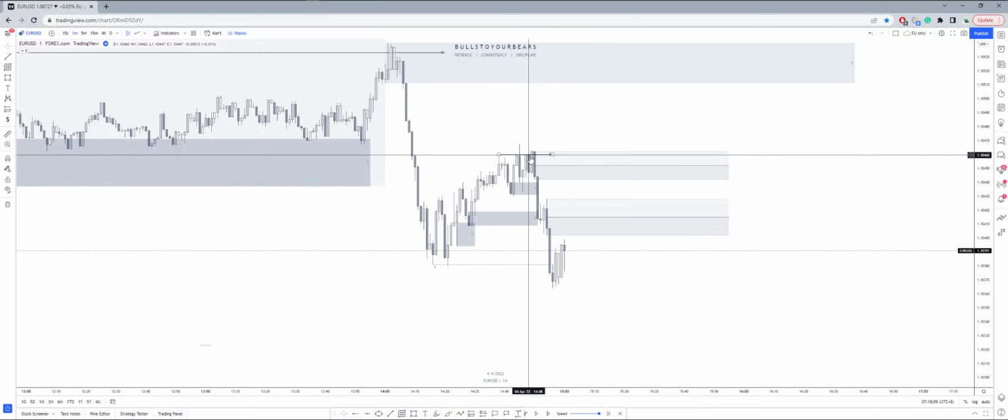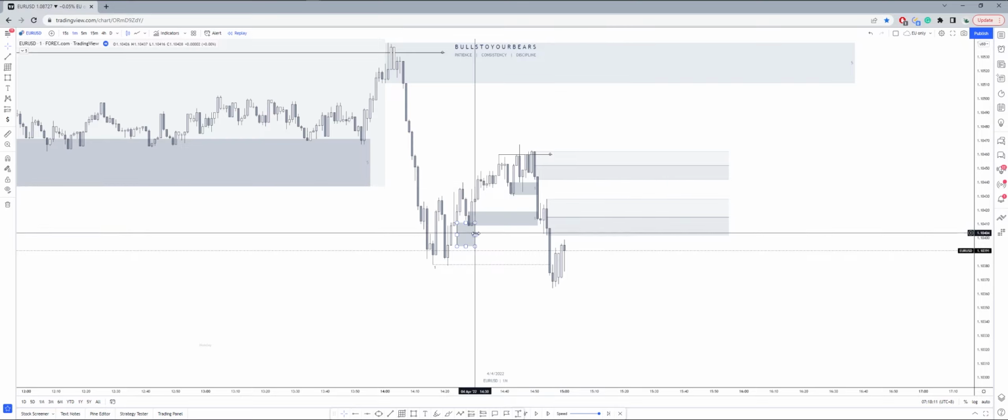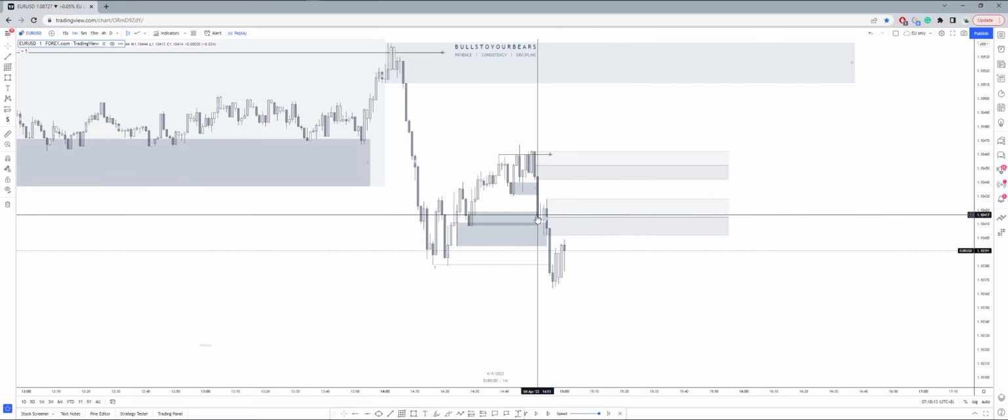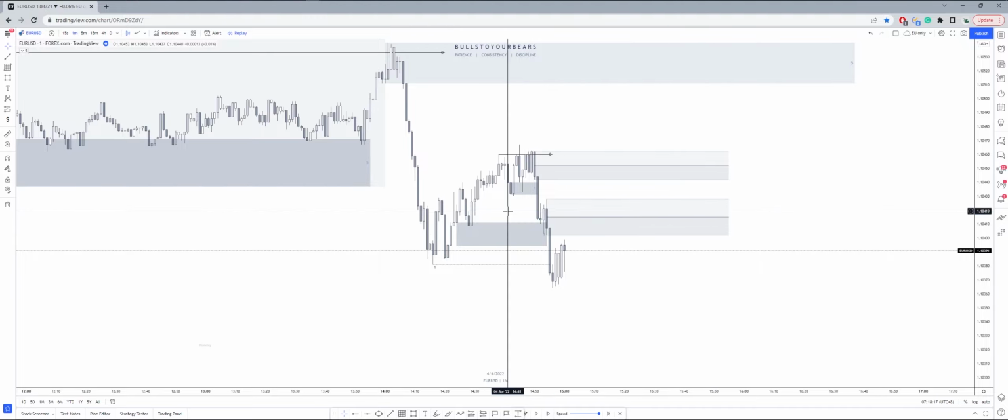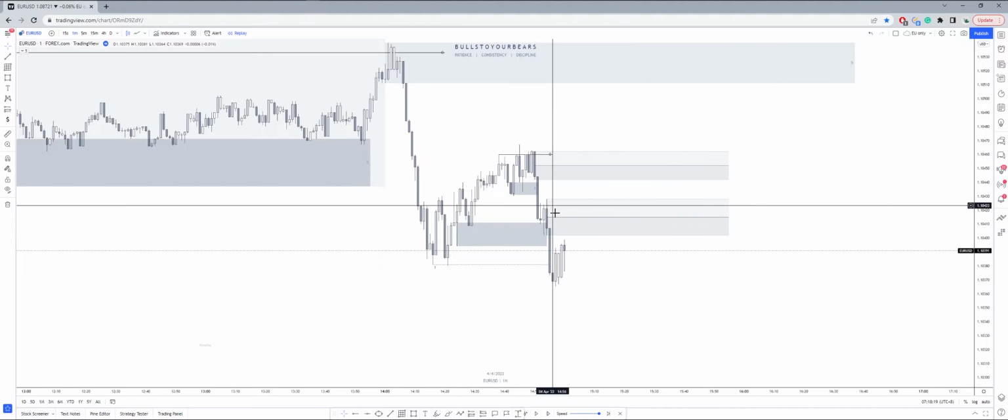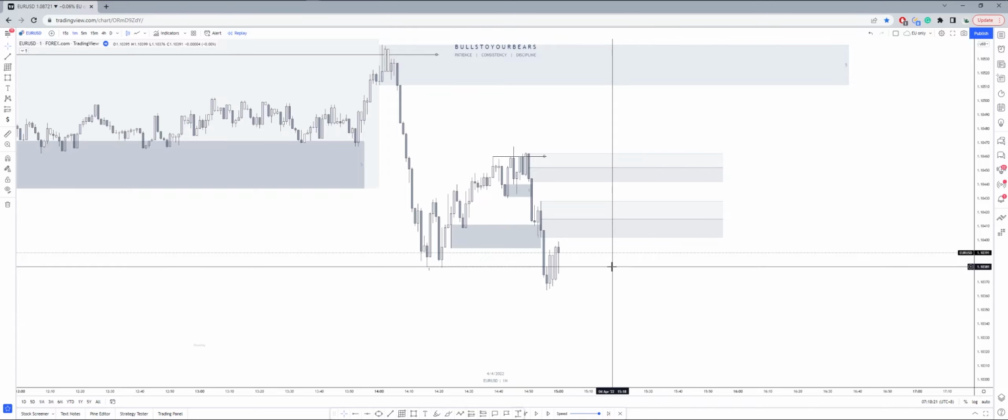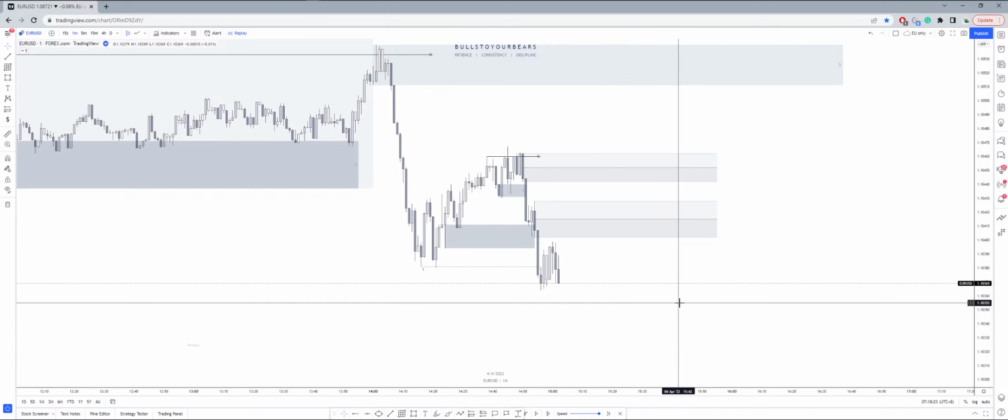So it flipped over here. This is valid. Came down. This one flipped to this one. So I will remove this one. Something like this. Came down. Reaction flipped. But now the thing is, we need liquidity. Before I enter, I need liquidity.